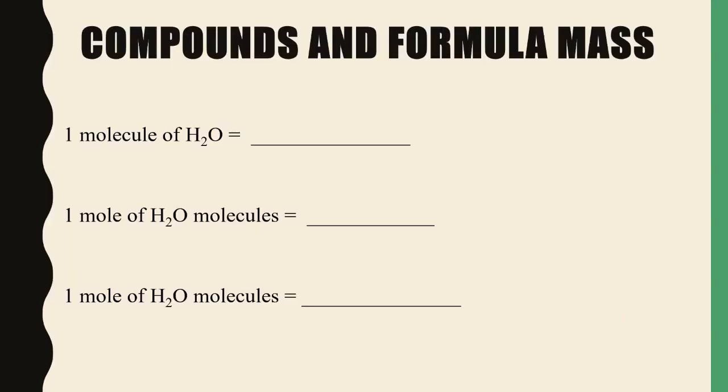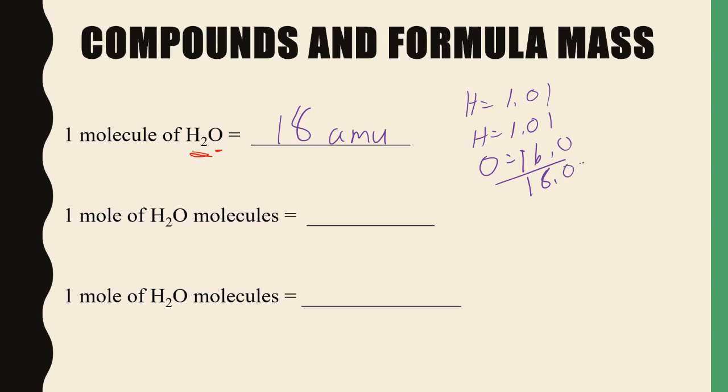So one molecule of water, two hydrogens and an oxygen, is going to weigh a total of: hydrogen is one, and hydrogen again is one, and oxygen is 16. So altogether, that weighs 18 atomic mass units. All right. But 1 mole of water molecules is going to equal 1.01 times 2 and 16 still. So you're going to get 18.02 grams.